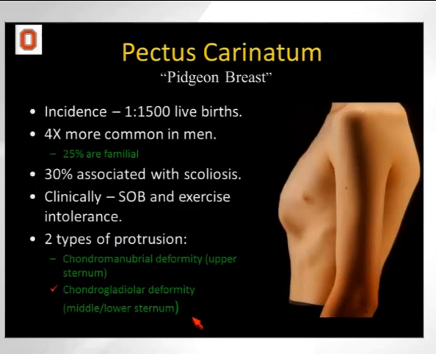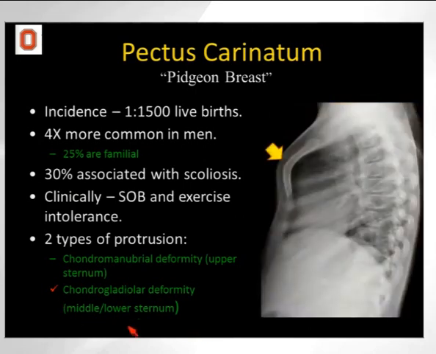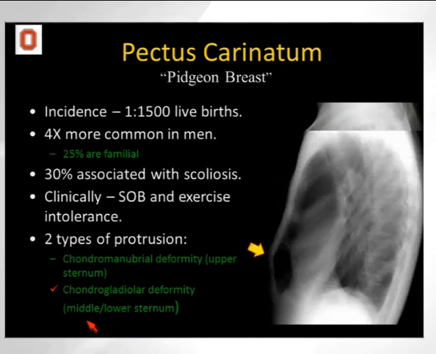Less commonly is the pectus carinatum abnormality. These happen to be more common in men, usually associated with some degree of scoliosis, and there are 2 types. The chondromanubrial deformity is in the upper chest, involving the upper sternum, and the more common is chondrogladiolar deformities, either affecting the middle portion of the sternum as seen here, or slightly lower down as seen here.